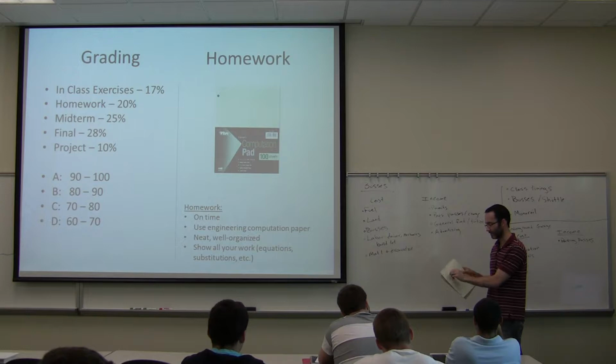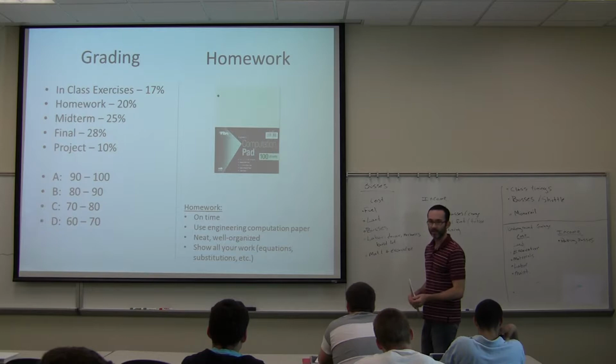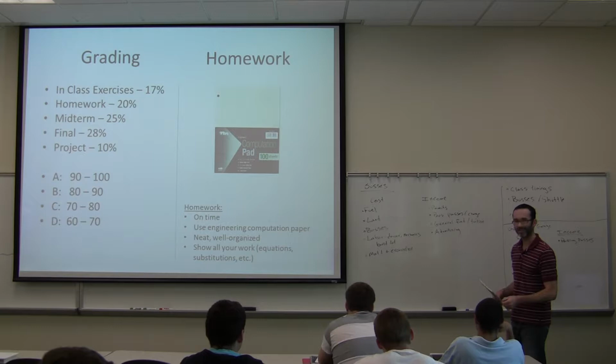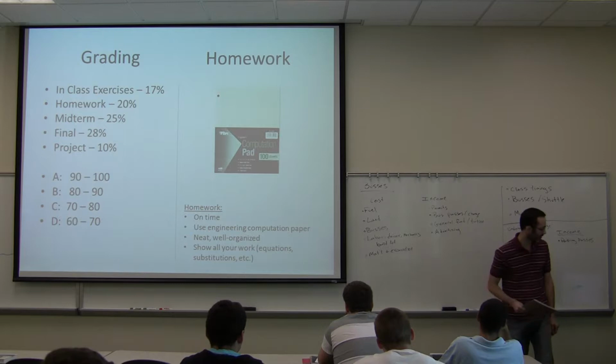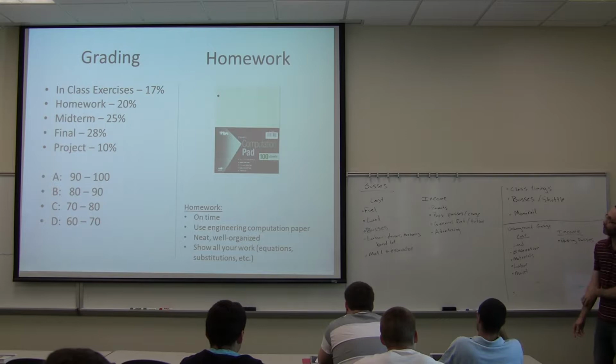They sell it at the bookstore, Staples, online. Unfortunately, it's not super cheap. It's like $5 for 100 sheets usually. I wish it was cheaper, and I don't know why they charge so much for it, but it's great, and it'll make your work a lot neater than it otherwise would be. So please submit your homework on that engineering computation paper.